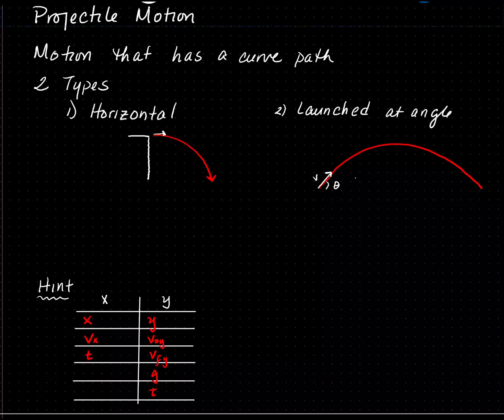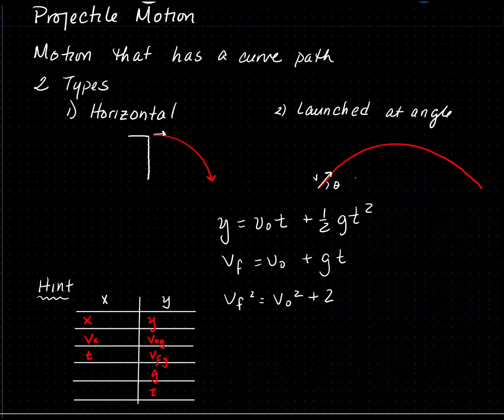In the y direction, the equations are still y is equal to v naught t plus 1/2 gt squared. You have v final equals v initial plus gt. You have v final squared equals v initial squared plus 2gy. And you also have y is equal to 1/2 times v final plus v initial times t.